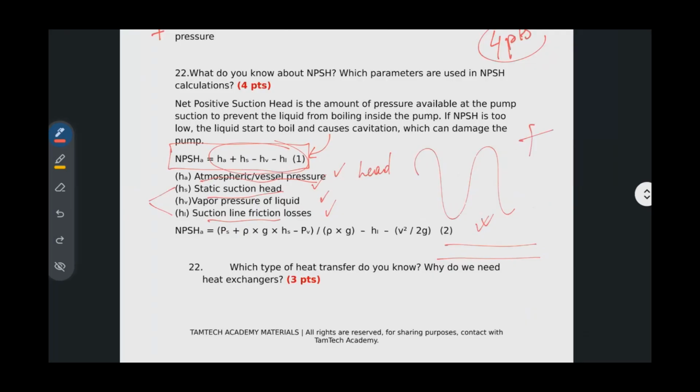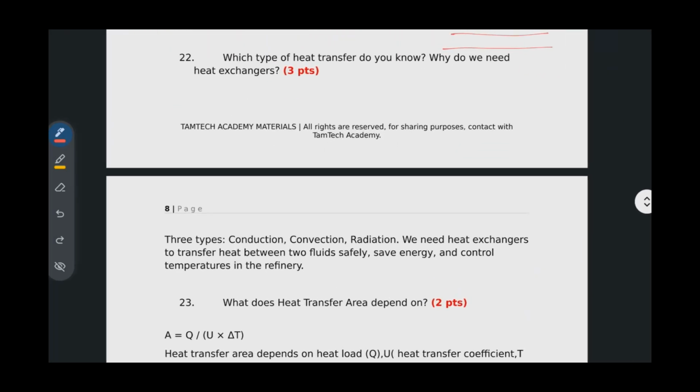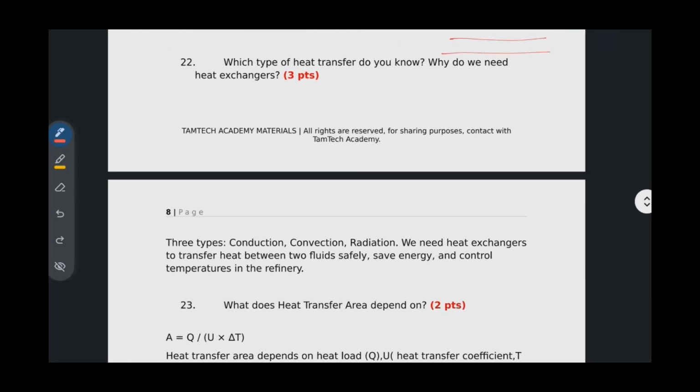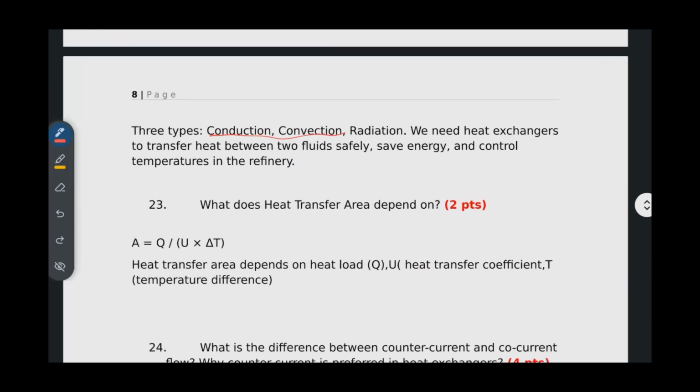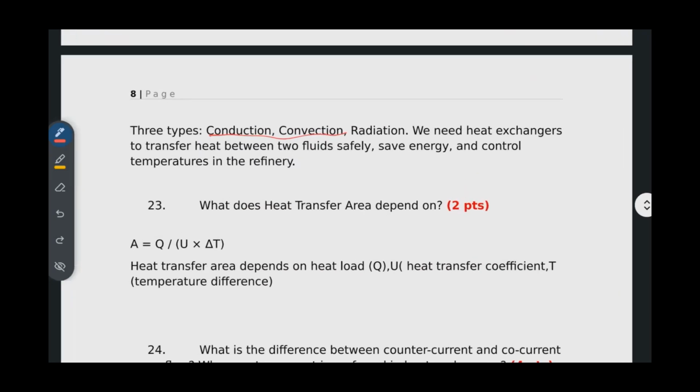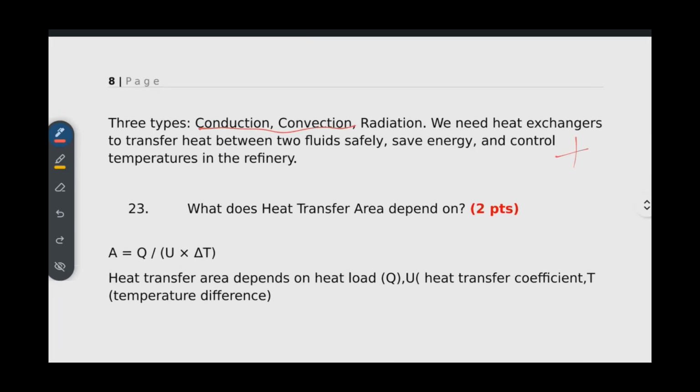Okay. For the next question, the 23rd in my case. Yes, that's right. So which type of heat transfer do you know? We have 3 types, yes, conduction, convection, and radiation. And why do we need the heat exchangers? Because in general, heat exchangers transfer the energy efficiently between fluids for heating, cooling, and energy recovery. So they wrote us the same thing.